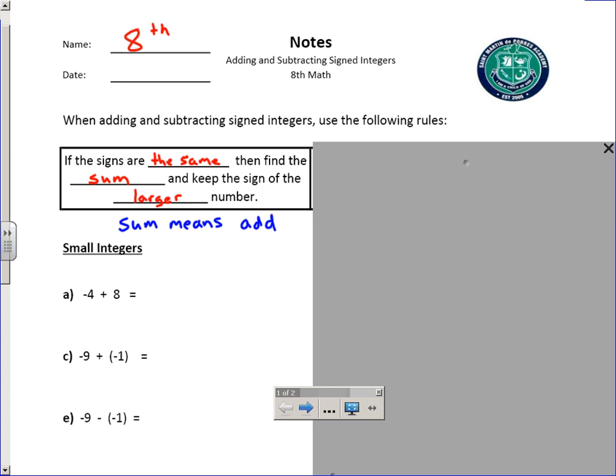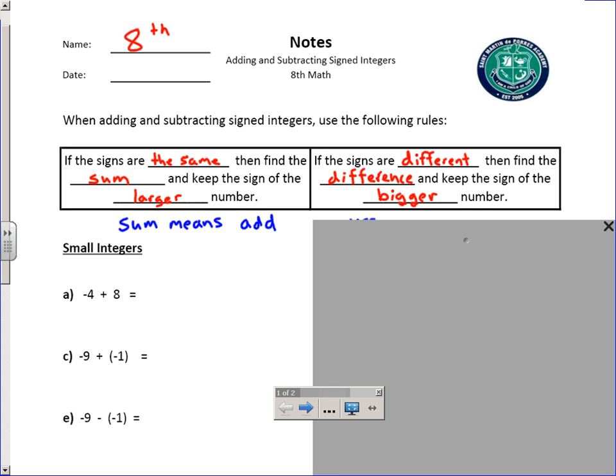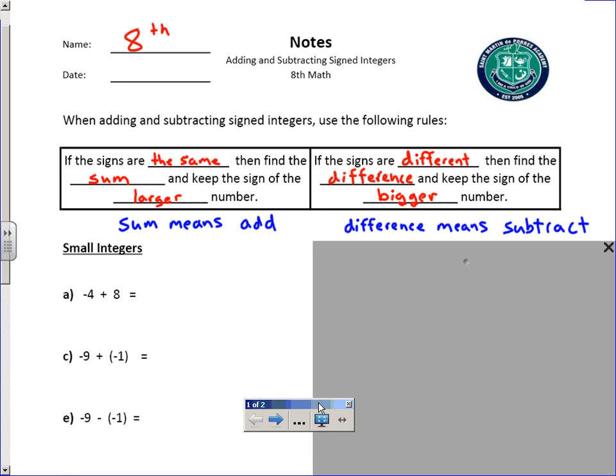Now our second one is if the signs are different. So you identify one as positive, one as negative. That means we find the difference, and the difference means to subtract. And the same thing, we always keep the sign of the larger number.